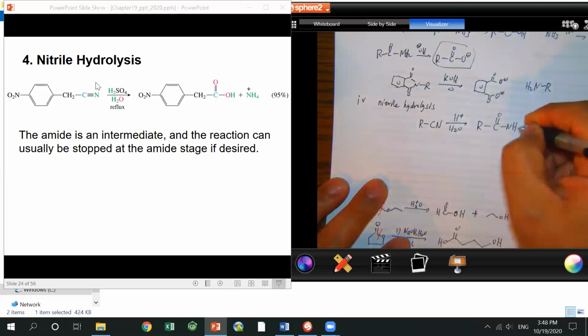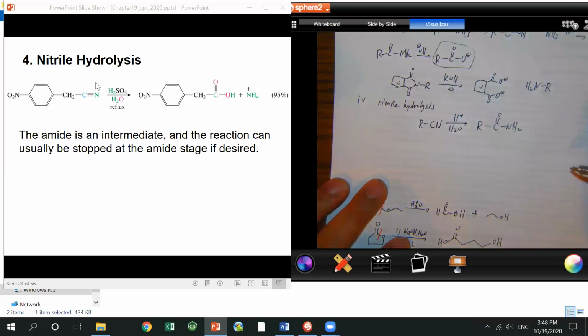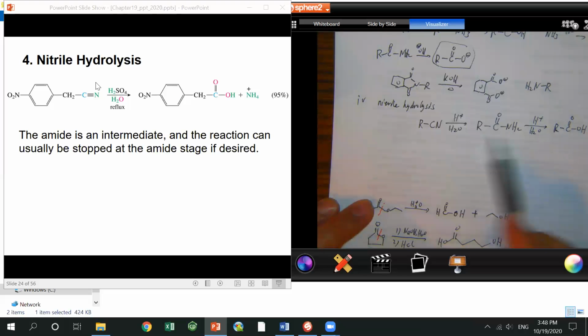But if you want to give a little bit of a push, like high temperature or a longer reaction time, you can push it to the carboxylic acid. It really depends on the reaction conditions. The reason is that the amide is much more stable. Going from the less stable one to the more stable one is easy, but the next step needs much harsher conditions.